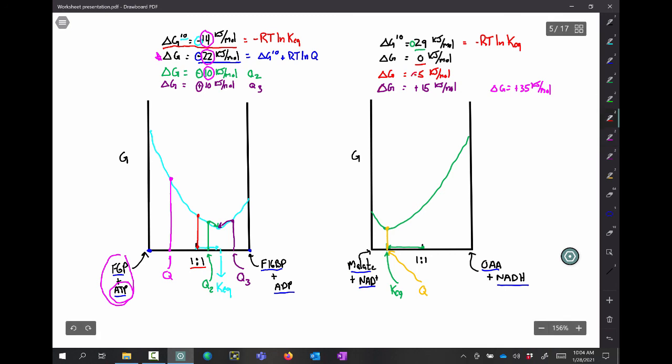Let's look at this one. Negative. That means that it's going to produce products to reach equilibrium. And that means that we'd have to put our Q value over in this quadrant of the graph to the left of KEQ. So I would put it somewhere right around here, and I'm going to call that Q2.